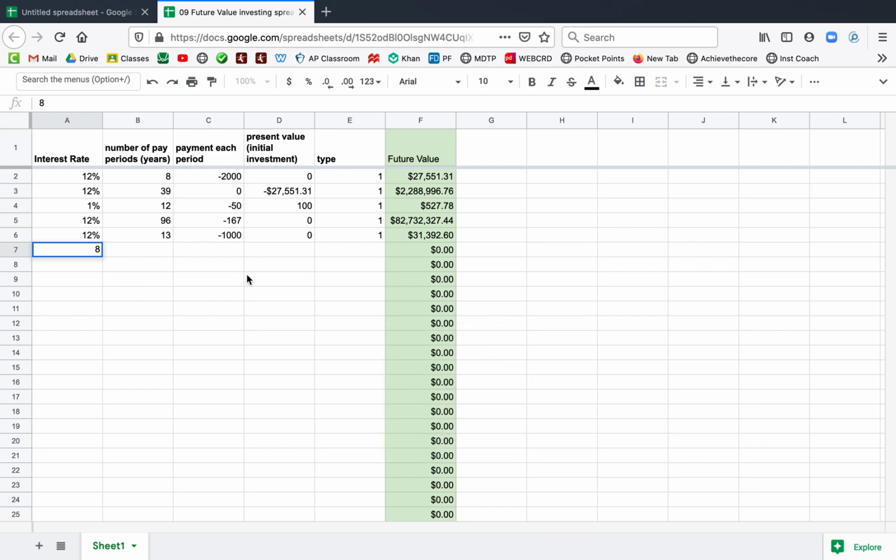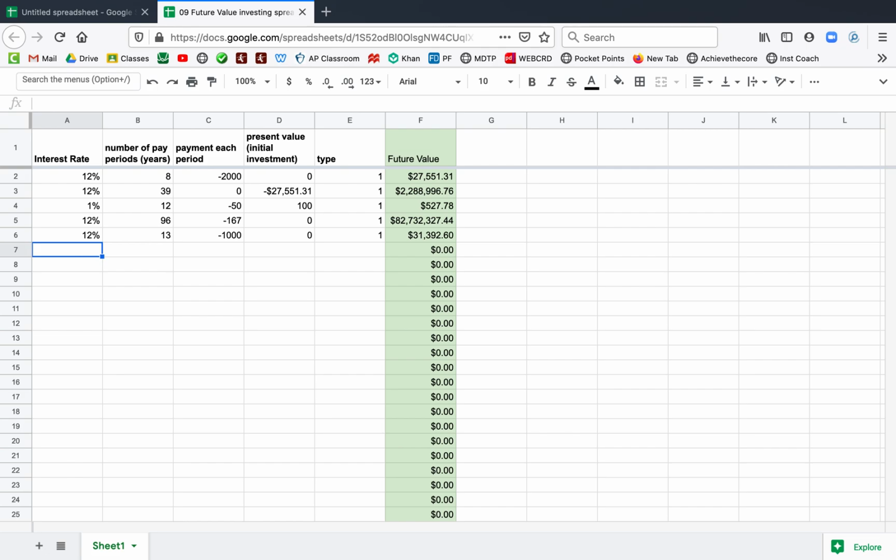I wanted to do a quick video, guys, to talk about the future value investing spreadsheet. I'm going to show you guys what it does really quick, and then I'm going to show you guys how to make it. So to start us off, in this first column, we have an interest rate, and the interest rate is whatever the interest rate might be of the account that you are investing in. 12% is a common mutual fund interest rate.